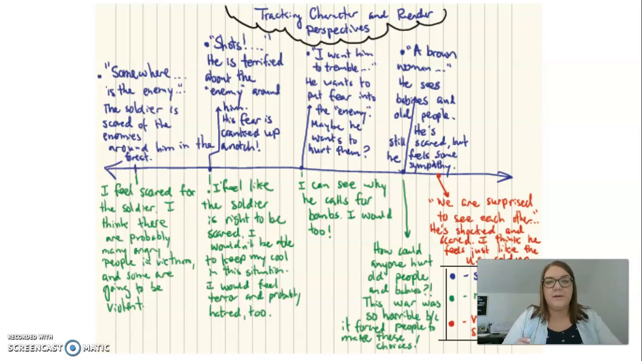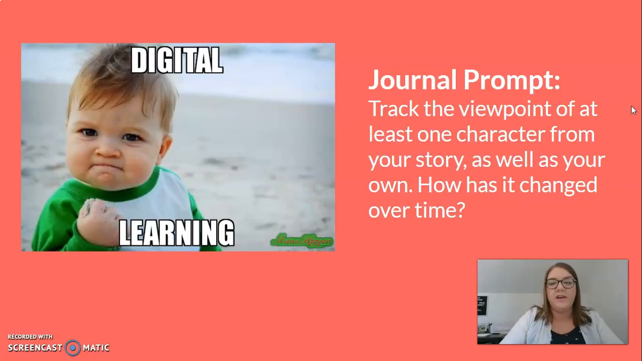I want you to take some time to track the perspective of a character, at least one, and your own perspective. It's a great idea to make that timeline. That might be more difficult in your journal, so if you'd like, you can just bullet point it. But make sure you're taking some time to take note of how your character's perspective is changing and how your perspective is changing along with it. So your journal prompt for today is this: track the viewpoint of at least one character from your story as well as your own. How has it changed over time?